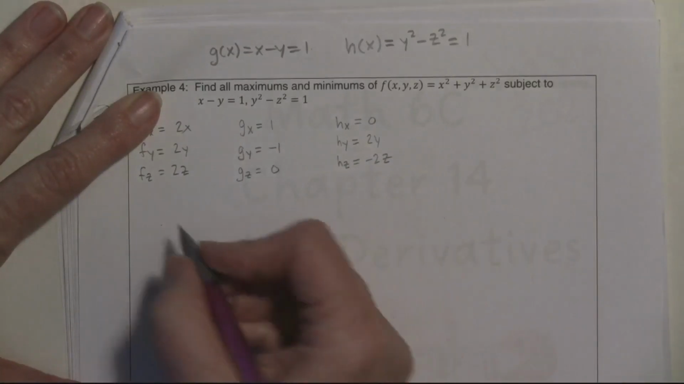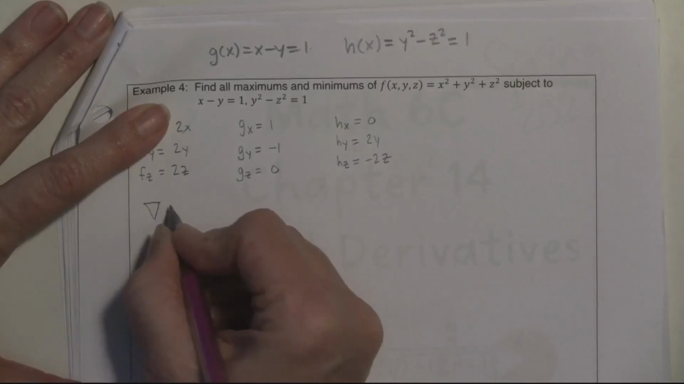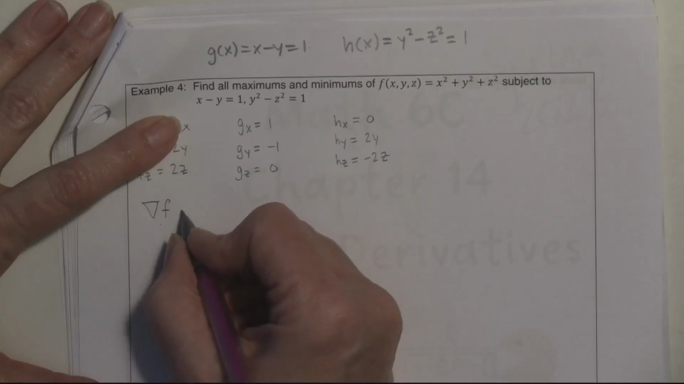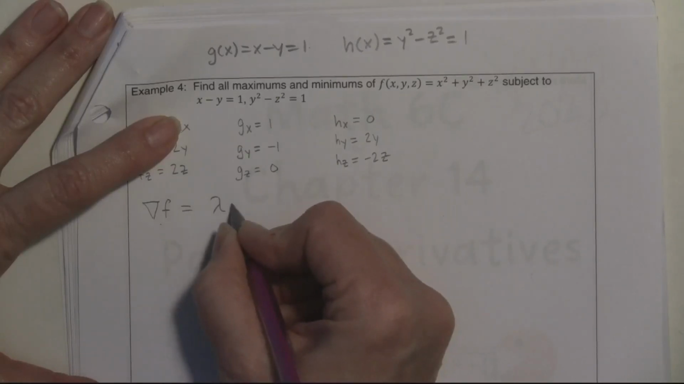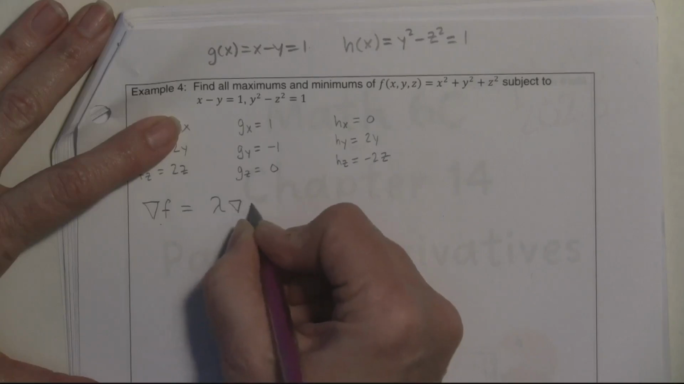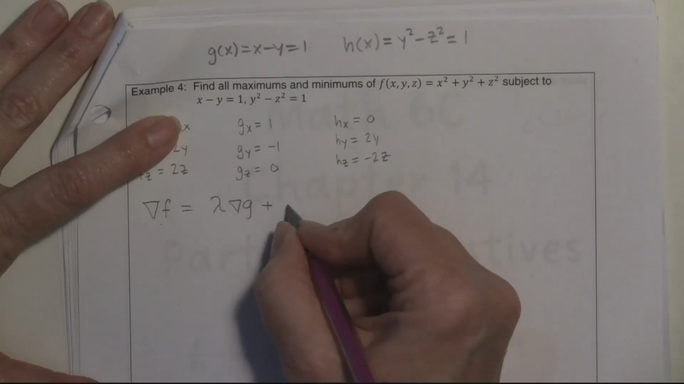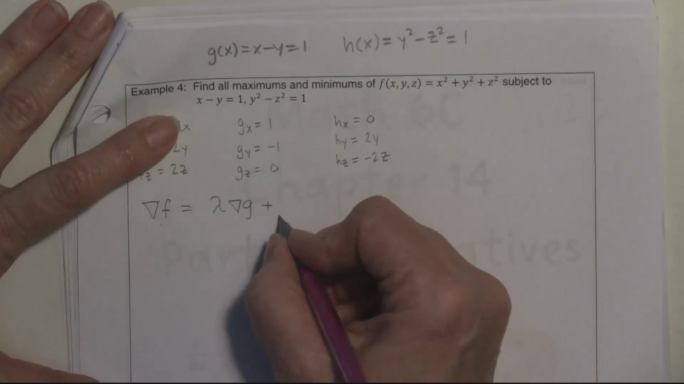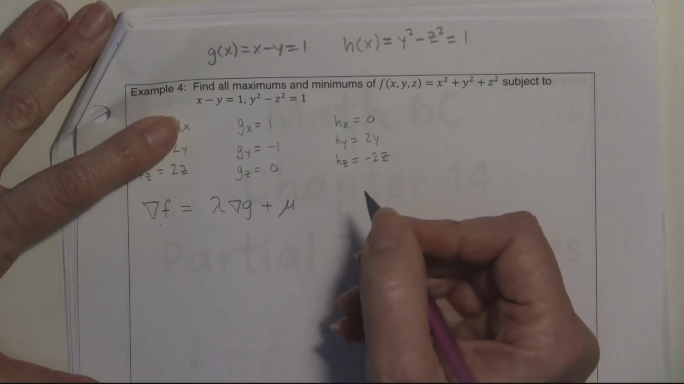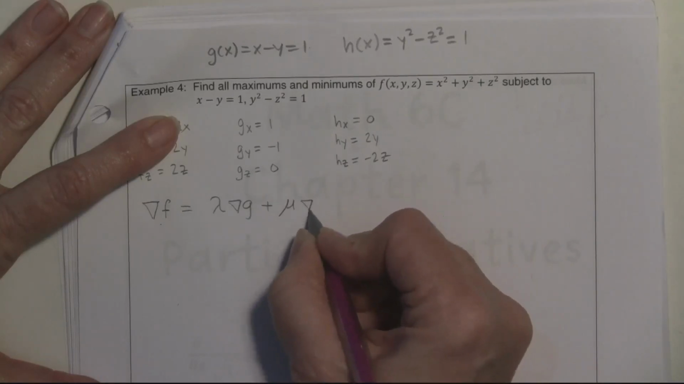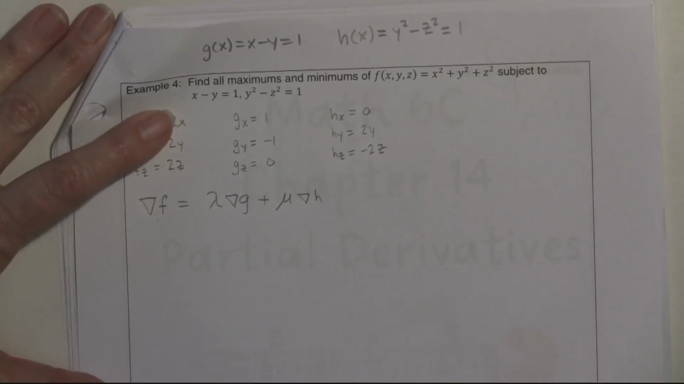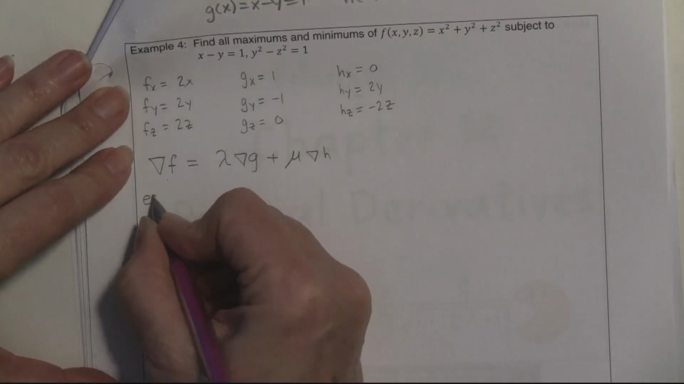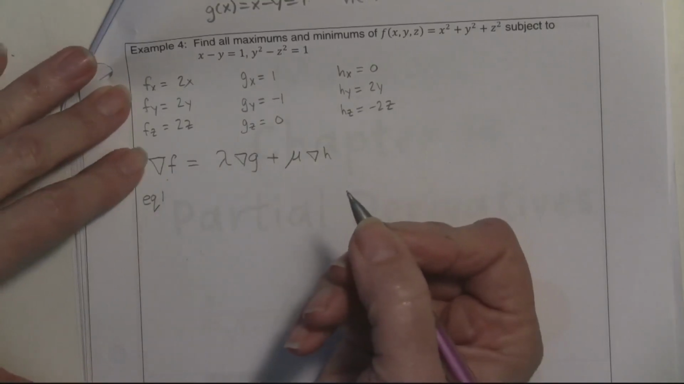Okay, then what we're going to be looking at when you have two constraints like this is your gradient of f equals lambda times your gradient of g, plus some other scalar multiple that you need. They use mu in your book, so I'm going to use mu with h. Okay, so there we have that. This is going to come up with a bunch of equations, and we have to find something that makes all of them true at the same time.